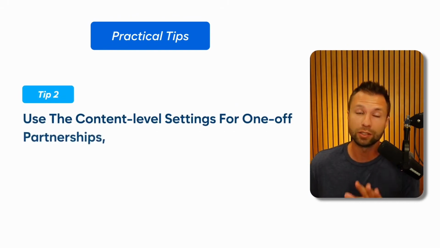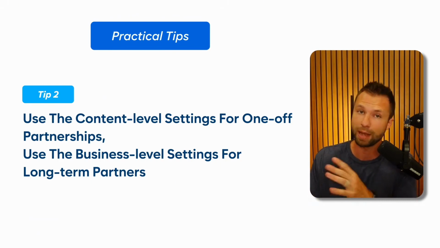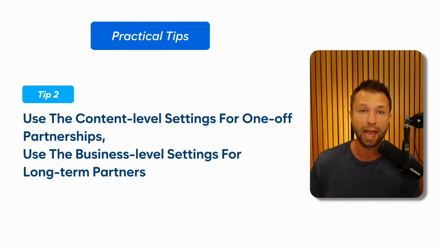Tip number two is to use the content level for one-off partnerships, like we just showed there with the ad code, and use the actual business setting level for partners that you want to use multiple times. It's just going to make it much easier, with less back and forth having to keep track of those ad codes when you are working with influencers.